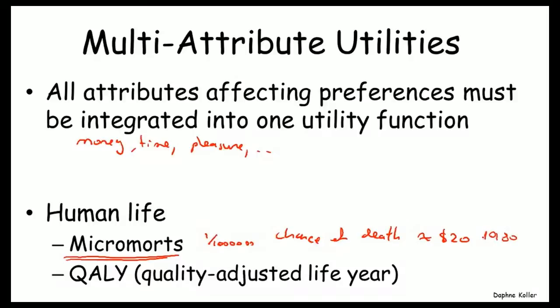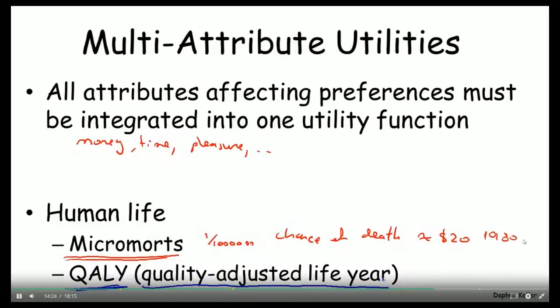The second way that people use in medical decision-making situations, specifically for accounting for human life, is this notion of a QALY, or a quality-adjusted life year. So each quality-adjusted life year, which is a year adjusted for one's quality of life, has a certain utility associated with it, which allows it to be compared with other aspects that affect our utility in a decision-making situation.